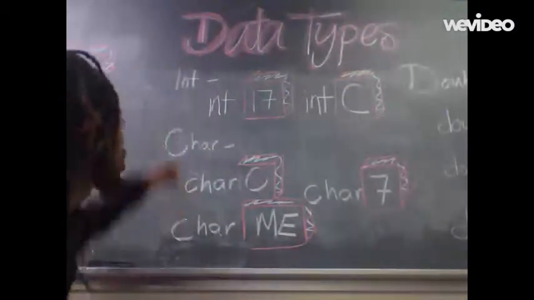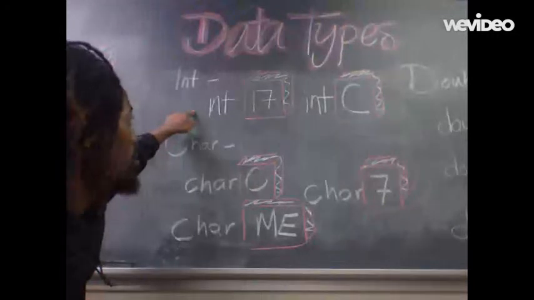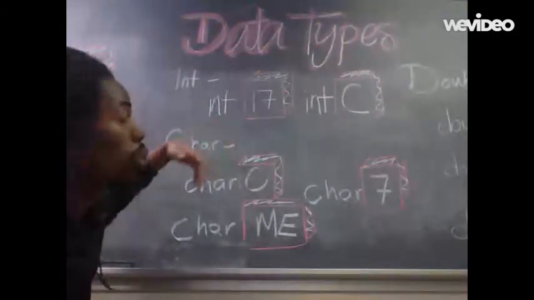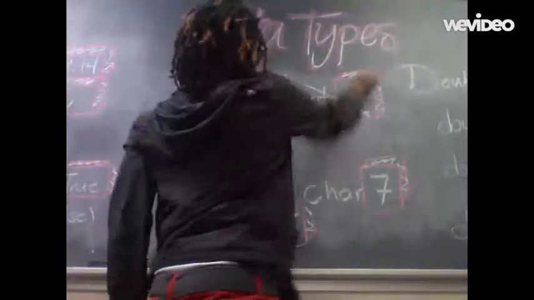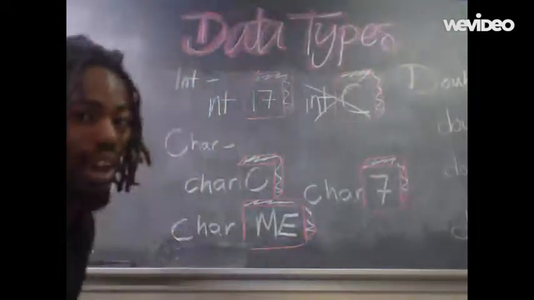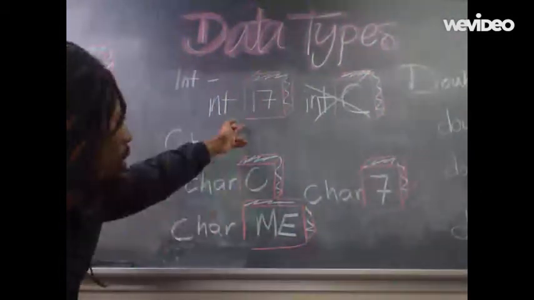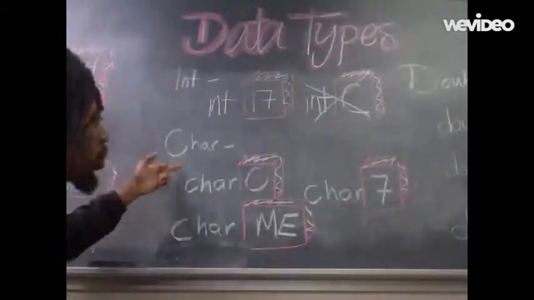Now, let's see. Here we have an integer, or int. Remember that int stores only integers. So this int c will not be happening. We already know that. So you just have int 17. That is okay. And let's go to a char.